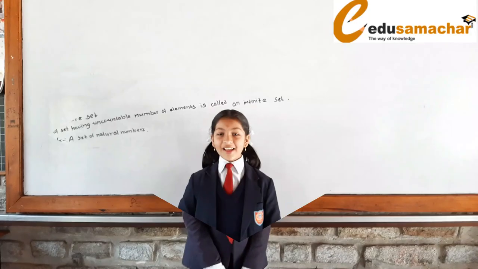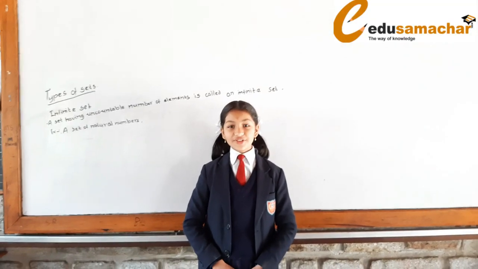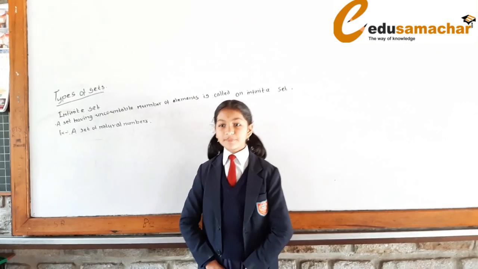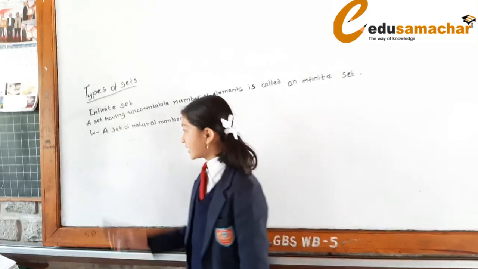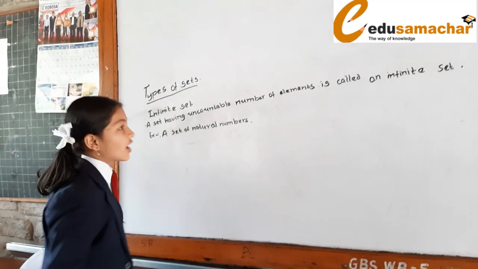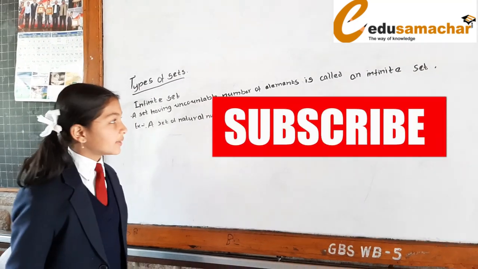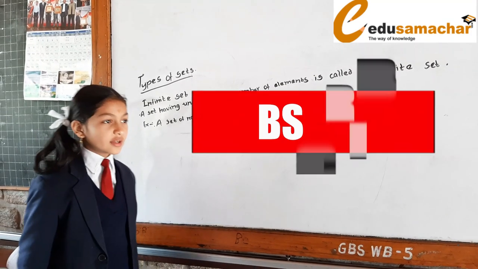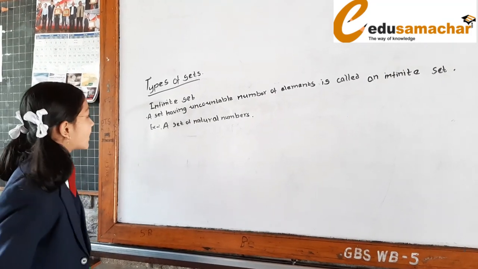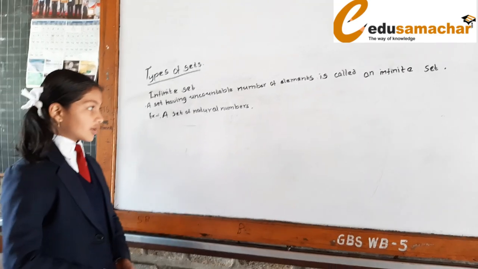Hello friends, today I am here to talk about infinite sets. What do you mean by an infinite set? A set having an uncountable number of elements is an infinite set. Uncountable means which we cannot count. An example of an infinite set is the set of natural numbers.